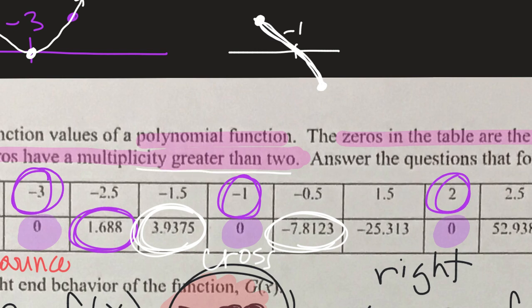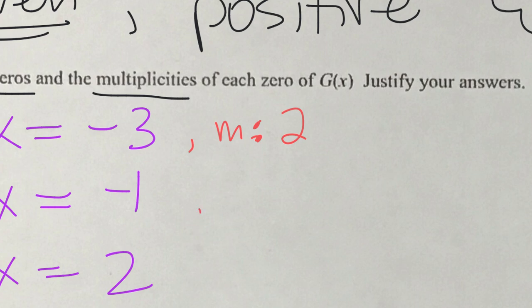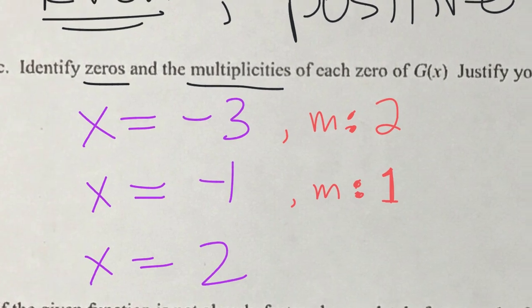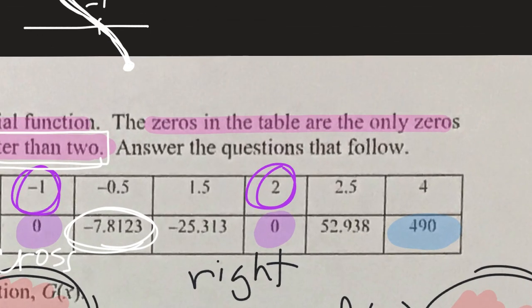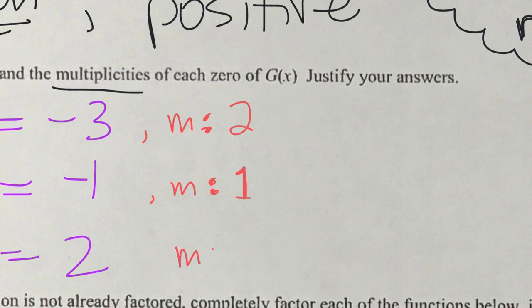And since it says we don't have a multiplicity greater than 2, that means this has to have a multiplicity of 1, right? Because it could be a 3, but we can't tell that it flattens, and it can't be higher than, oh, I just said it can't be higher than 2, but then I wrote a 3. This has to have a multiplicity of 1. And then our last 0 at +2, what is going on? We have a negative on the left and a positive on the right. So it's going to cross at +2 also. Right? Negative on one side and positive on the other means that the graph crosses your x-axis.